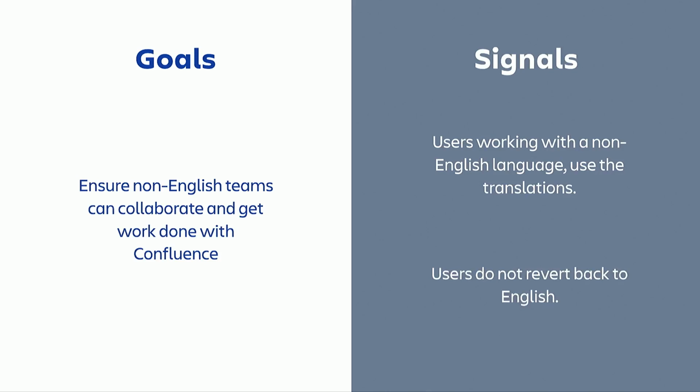Second, users don't revert back to English. So if we nail this experience, the customers that are working with a non-English language and opted into using our translations would not revert back to English. And this would be a good indicator of whether or not we were being successful in our goal to ensure that non-English speaking teams can collaborate and get work done with Confluence. So looking at these, we were then able to set the right metrics to measure.